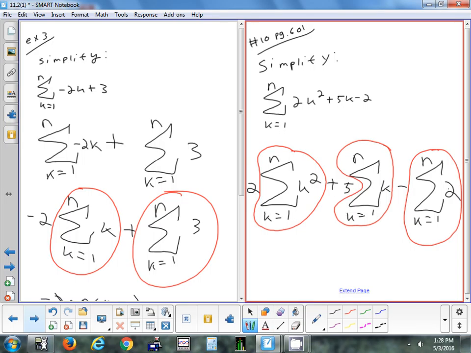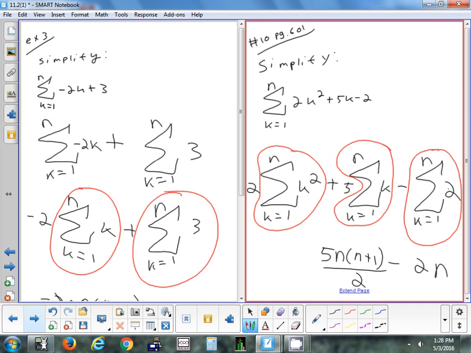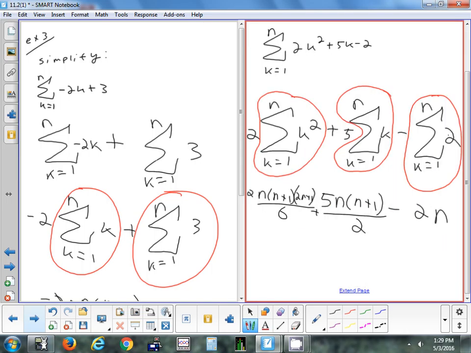This one would be 5 times, actually let me write it. This one would be 5 times what? n times n plus 1 over 2. And now the first one we haven't used yet, k squared. That's n plus 1, 2n plus 1 over 6. So now the algebra is going to get a little messy. Not awful, but you do have to distribute some things out. So n plus 1, 2n plus 1, all over 6. And there was a 2 in front. Plus, so that says 2n, n plus 1, 2n plus 1. And if I had to do it out, I would just distribute and go from there. Combine like terms. But I'm going to stop with that.